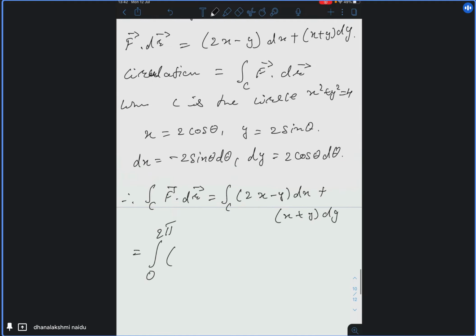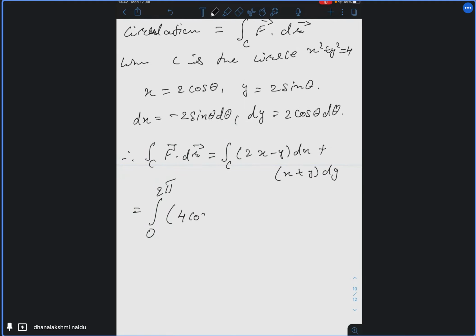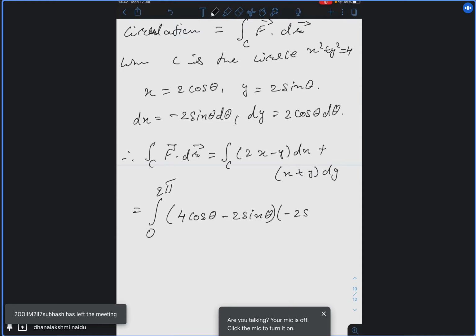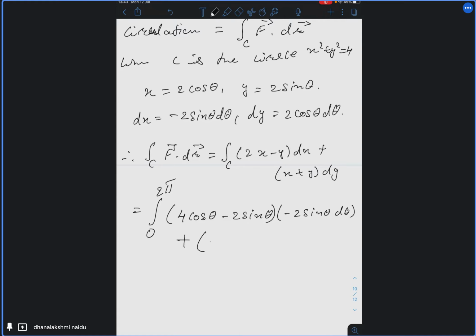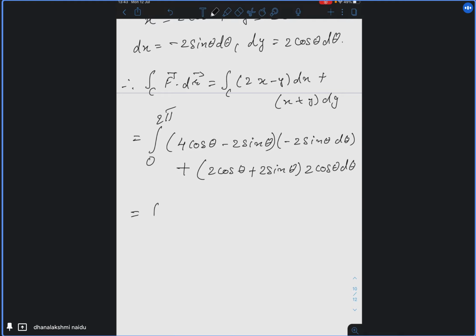So now 2x will be 4 cos theta, minus y, that is 2 sine theta. dx is minus 2 sine theta d theta, plus x plus y. x plus y is 2 cos theta plus 2 sine theta. dy is 2 cos theta d theta. Simplify every term and tell me what you will get.